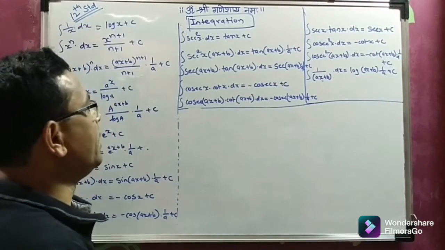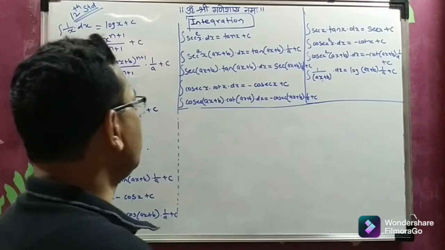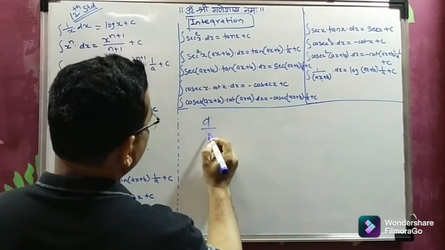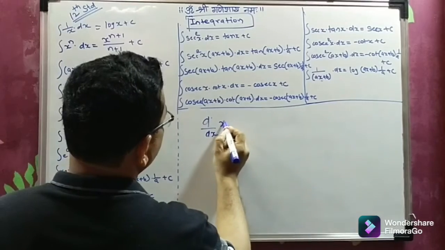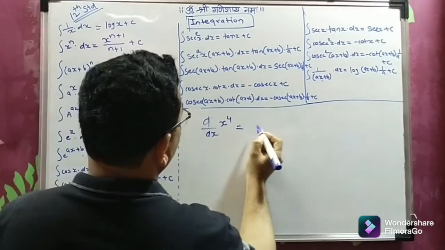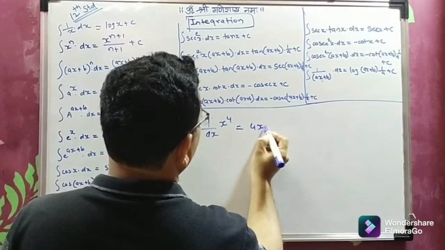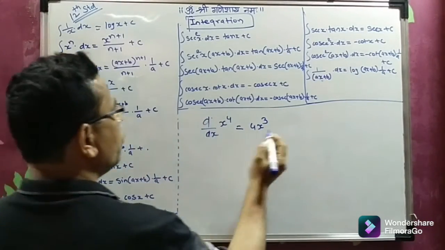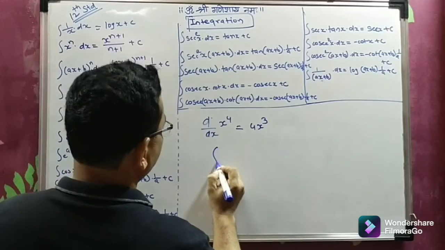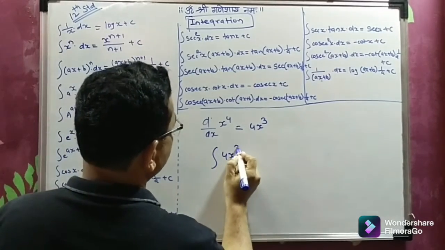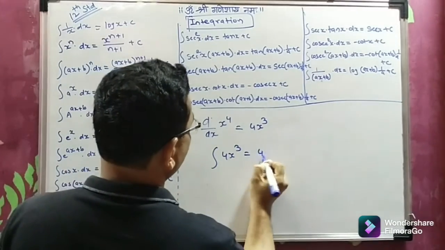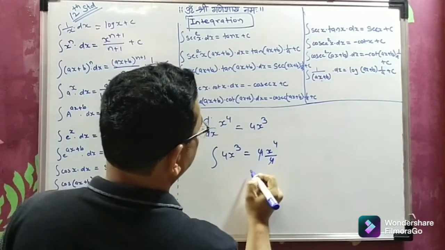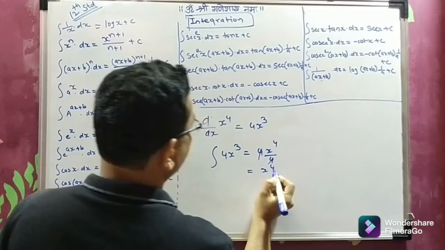Now, what do you mean by integration? Integration is nothing but the inverse of derivatives. If you write the derivative of, say, x raised to 4, then the answer will come 4x raised to 3. If you calculate the integration of 4x raised to 3, then what will the answer be? The answer will be 4x raised to 4 divided by 4. This 4 will get cancelled.